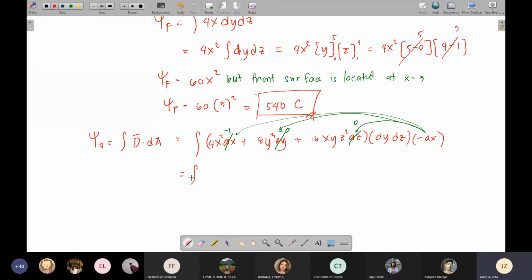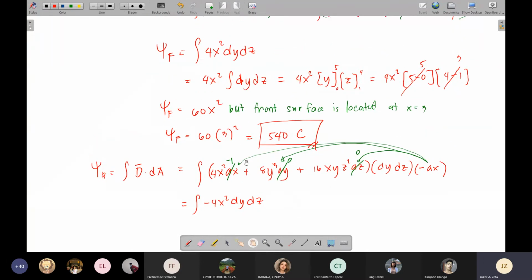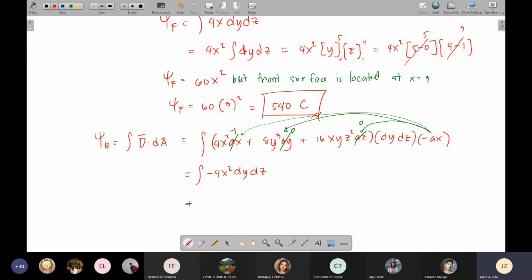So, this becomes integral sa negative 4x squared dy dz. Di ba, kabantay mo, parehas naman ni. Positive lang ang sa front, ang sa back, negative lang.